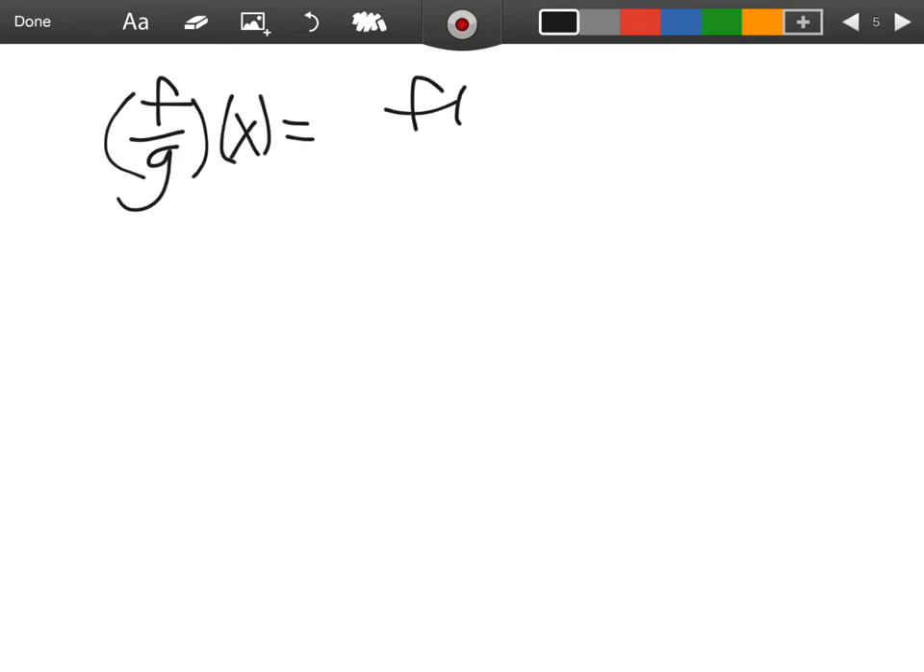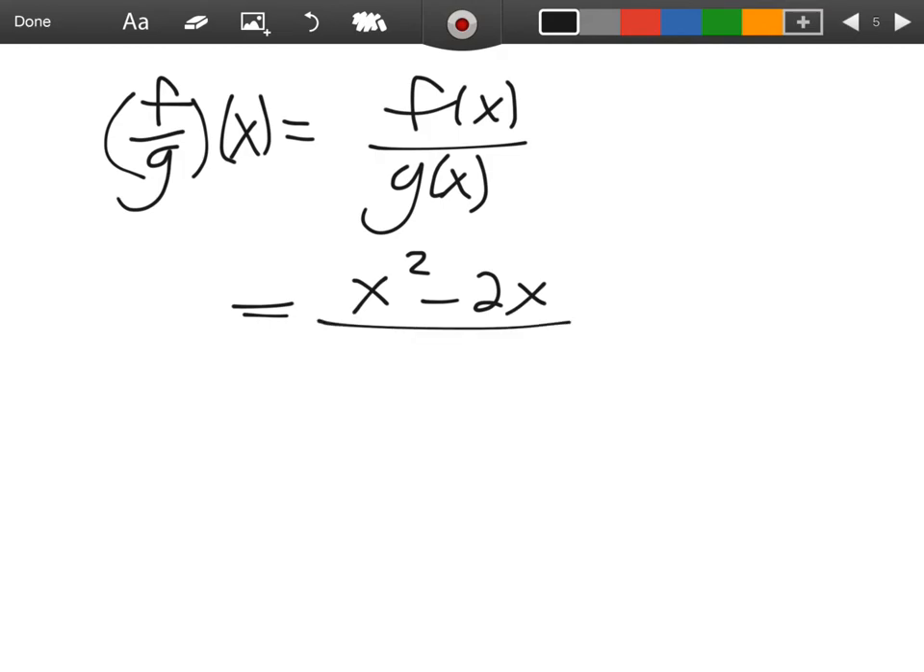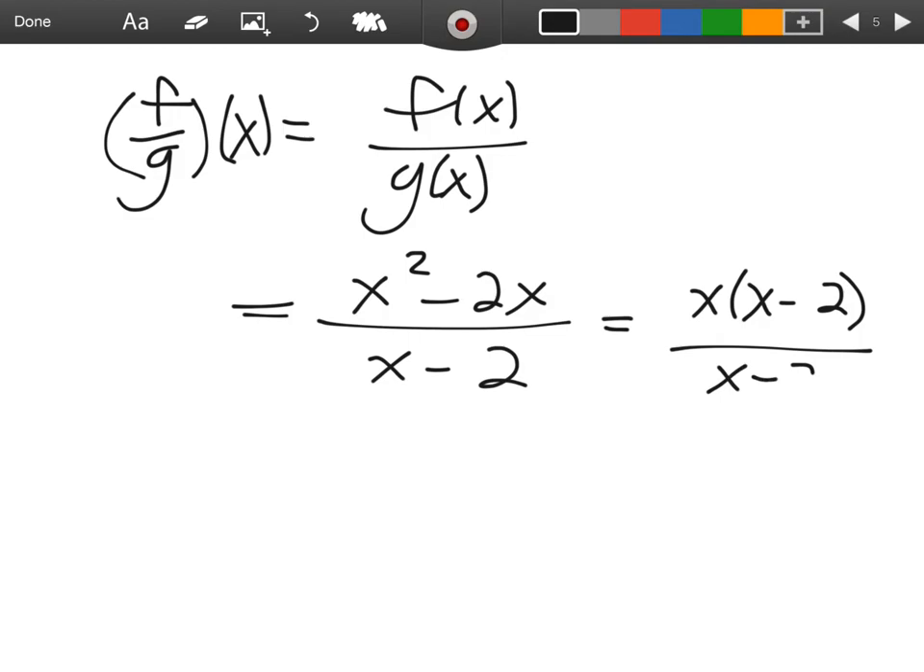And then last but not least, division. F of x divided by g of x. That's going to be x squared minus 2x divided by x minus 2. Okay, we do have a way we can factor the top part. And then you can see that the x minus 2's cancel. And all I'm left with is x. Now, sometimes they don't always simplify, but this one did. Okay, now, there's our four basic operations.